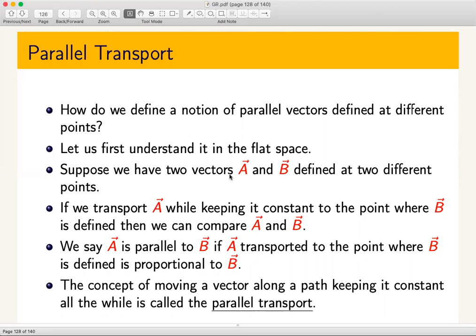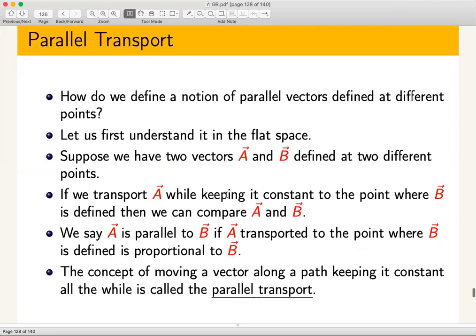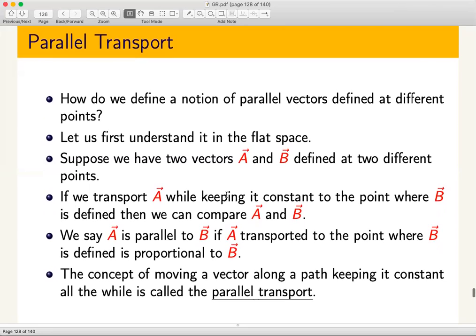Now this process is very easy to do in flat space, and is what is called parallel transport. Parallel transport is the process where you move a vector along a particular path, keeping it constant all through. That is how the process of parallel transport is defined.